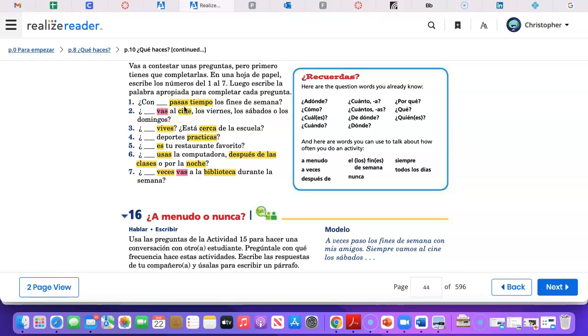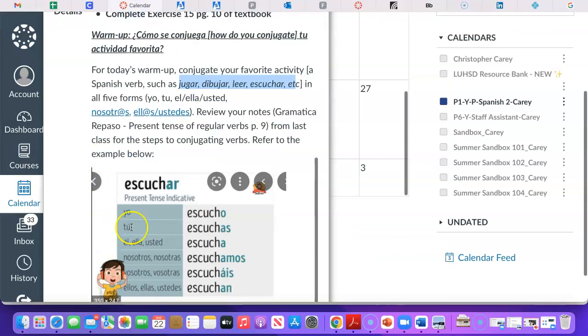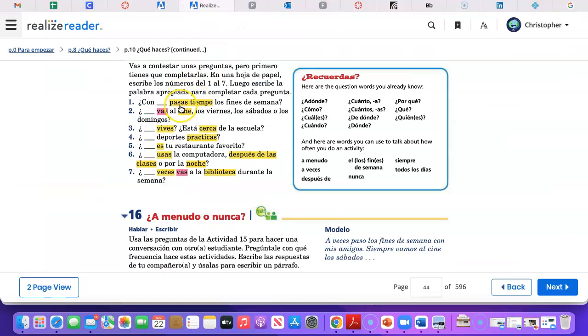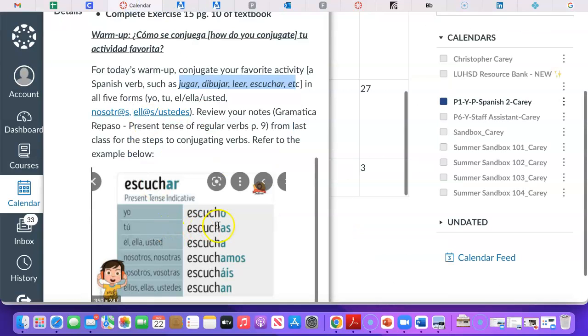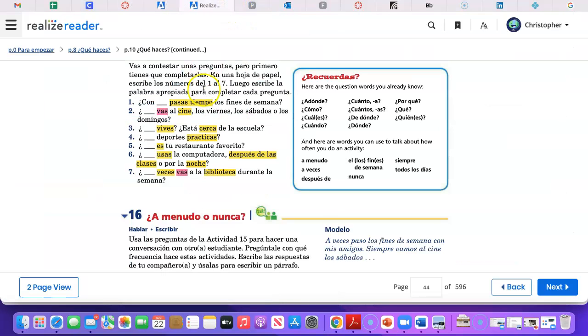P-A-S-A-R, right? And since I'm answering this question, I want to respond to the question using the yo form, because the yo form is I, right, when you're referring to yourself in the first person. So in my response, pasas changes to paso. Yo paso, meaning I kick it or I spend time. Yo paso tiempo los fines de semana con mi familia. Beautiful.